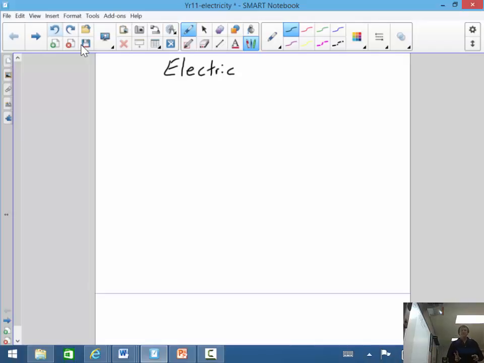Okay, in the last lesson we looked at static electricity, which involves charges staying stationary or still on an object. So to get real electric circuits going on, we need to get the charges moving around in some sort of a circle. So circuit basically means circle.